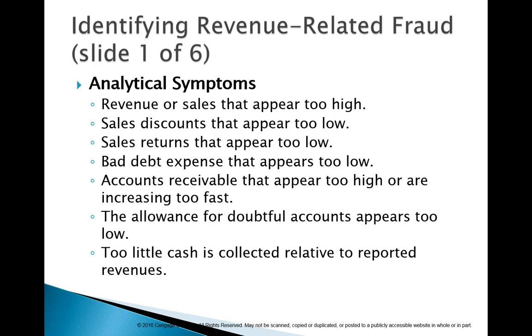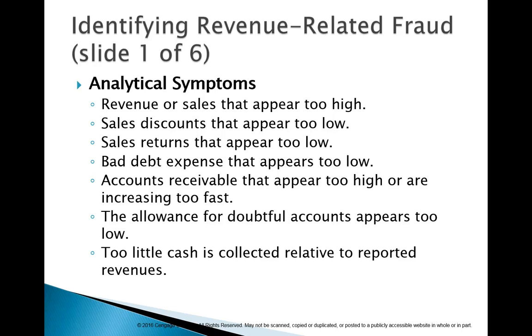So customers aren't taking discounts for some reason, that might raise red flags. And discounts, again, too low relative to what? Well, probably too low relative to prior history. Then sales returns that appear too low. So it doesn't appear that customers are returning their product very often, so their returns and allowances are too low. That might be a red flag that they're artificially trying to increase revenue.